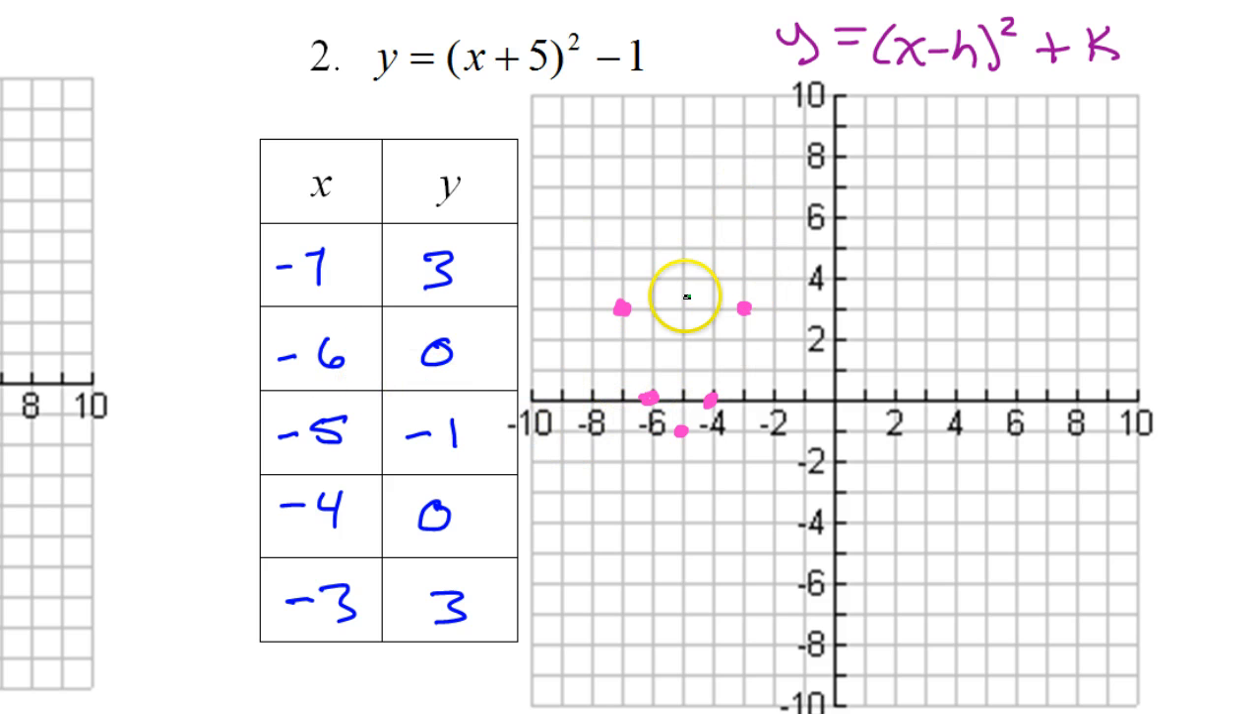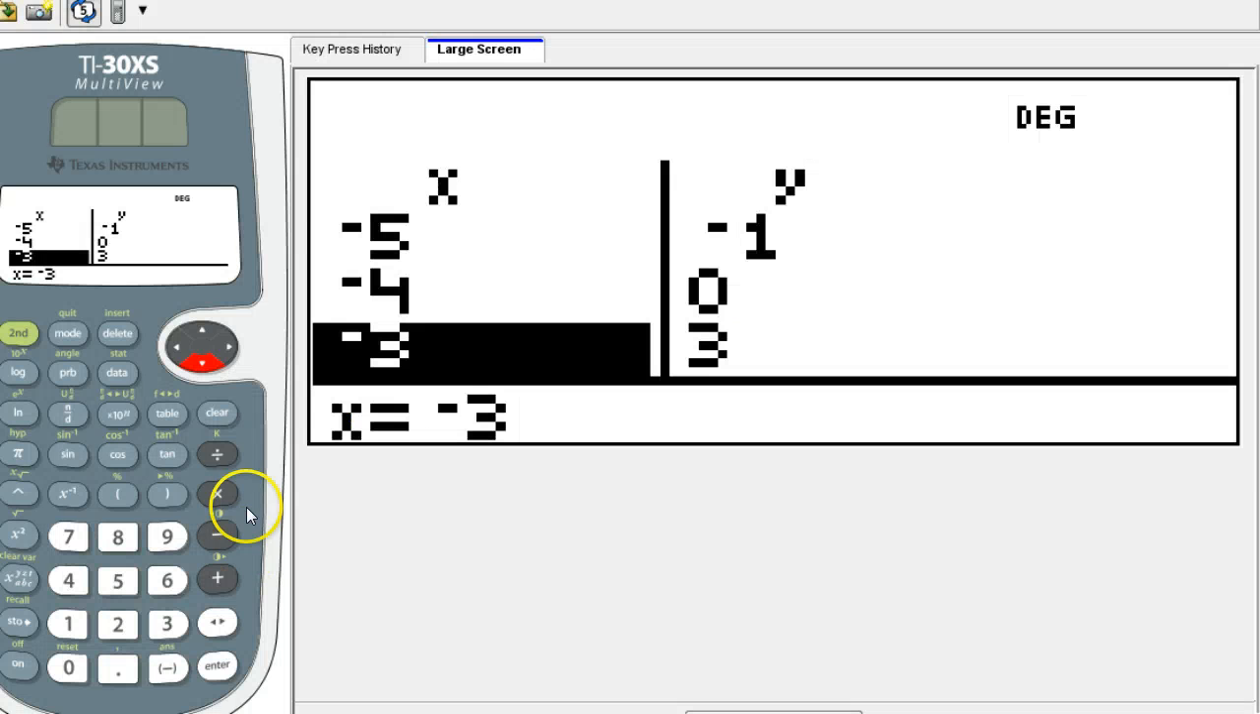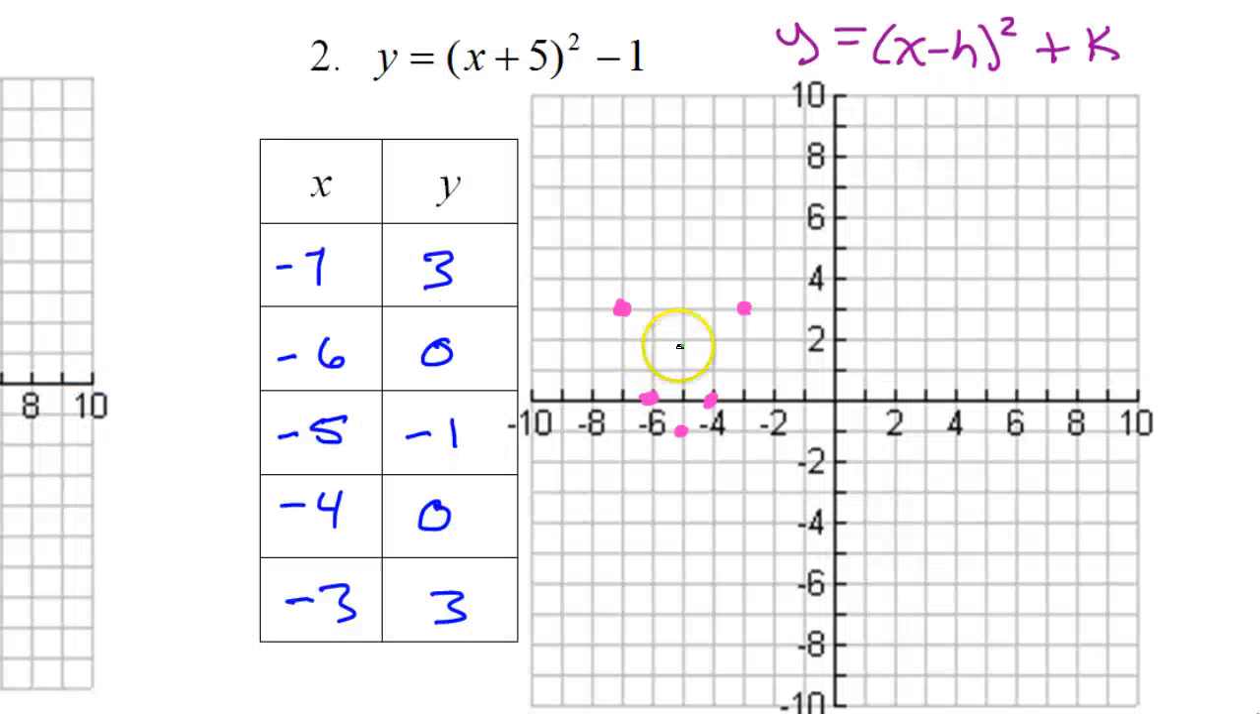Let's see if any more points will fit. So if I go one step further, I have negative 2, 8. So negative 2, 8 will fit, which means this is also a point. So always graph as many points as will fit, and draw the parabola. So number 2 should look like that.